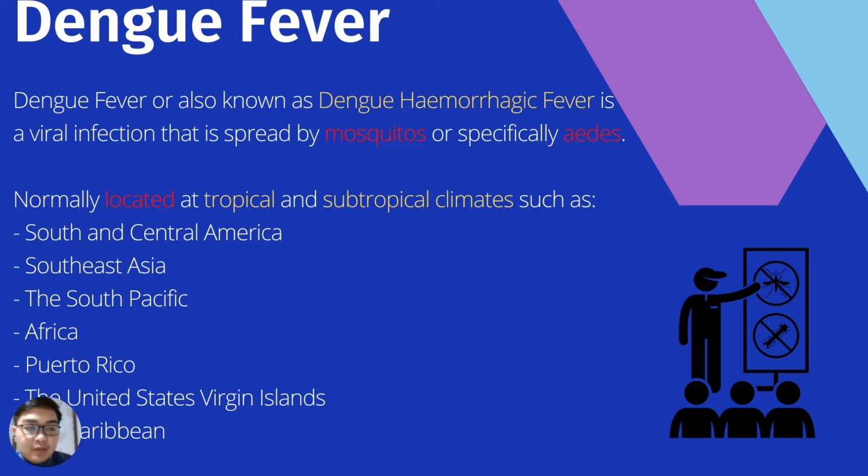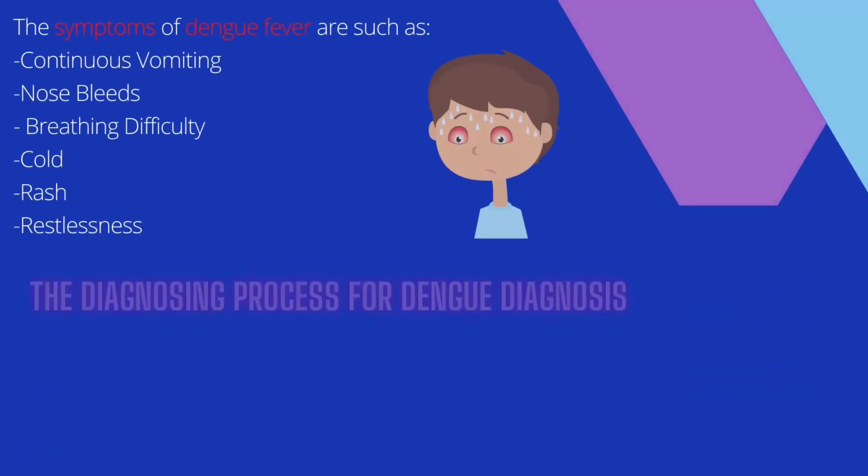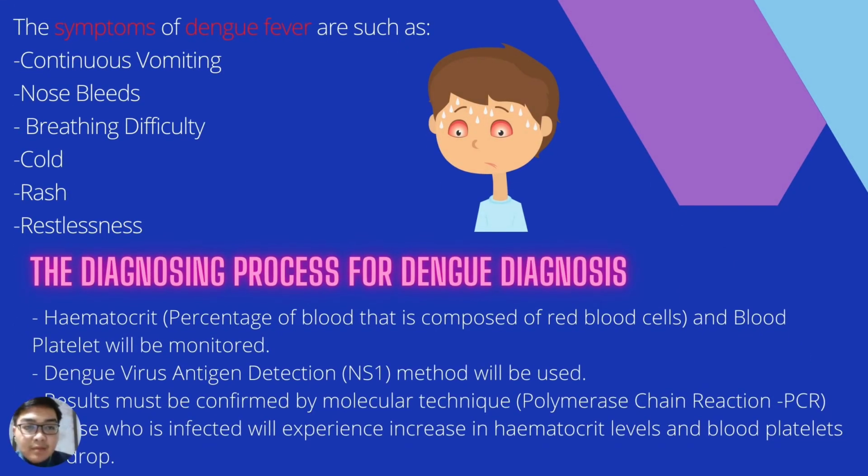America, Southeast Asia, the South Pacific, Africa, Puerto Rico, the United States Virgin Islands, and the Caribbean. The symptoms of dengue fever are continuous vomiting, nosebleeds, breathing difficulty, cold, rash, and restlessness. For diagnosis, hematocrit, or the percentage of blood that is composed of red blood cells, and blood platelets will be monitored.